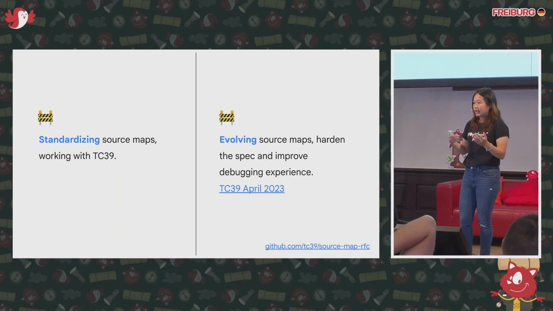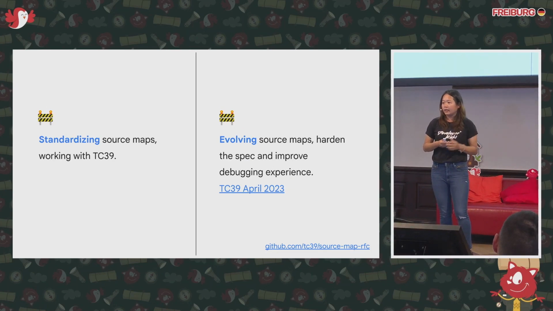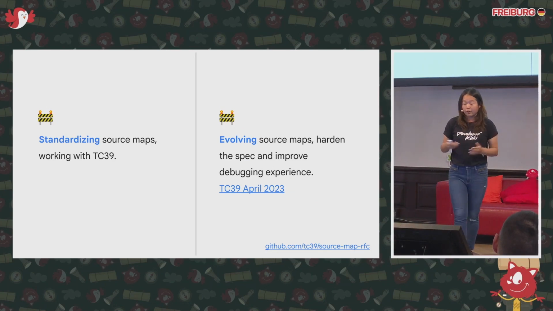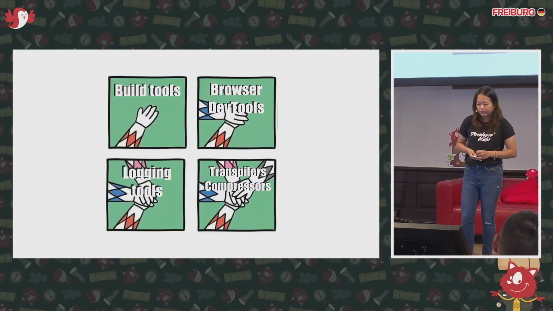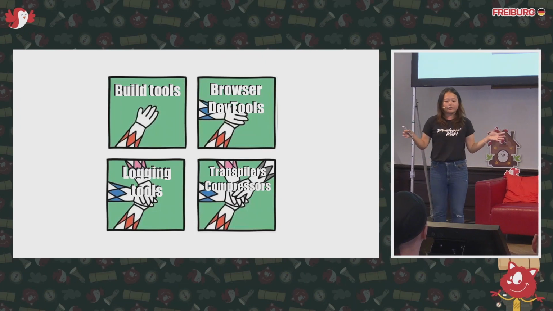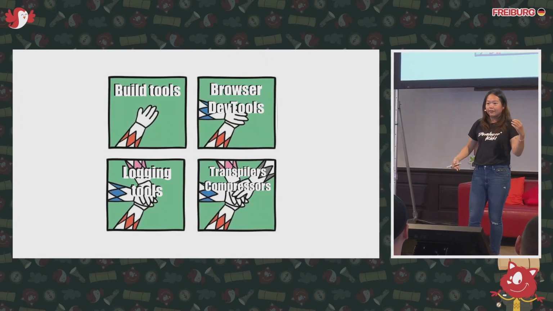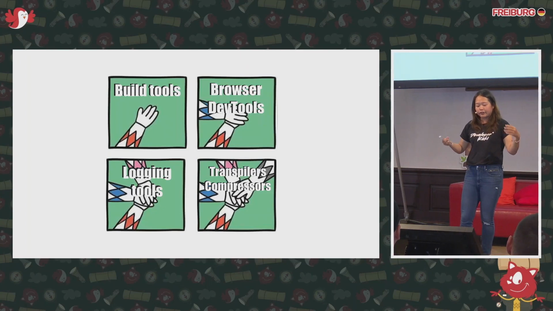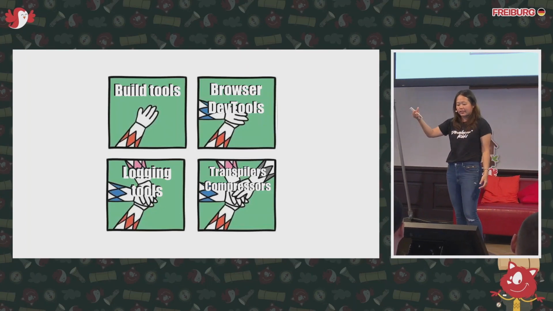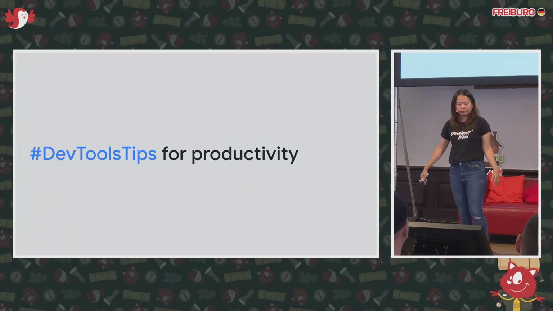If you want to see what things got discussed, you can go to this TC39 GitHub repo to learn more, or to open an issue. Okay, so for this source map improvement, everyone needs to work together. The build tools, the browser DevTools, the logging tools like Sentry or LogRocket, and also the transpiler and compressor behind the scenes. Everyone needs to work together in order to produce a better debugging experience.